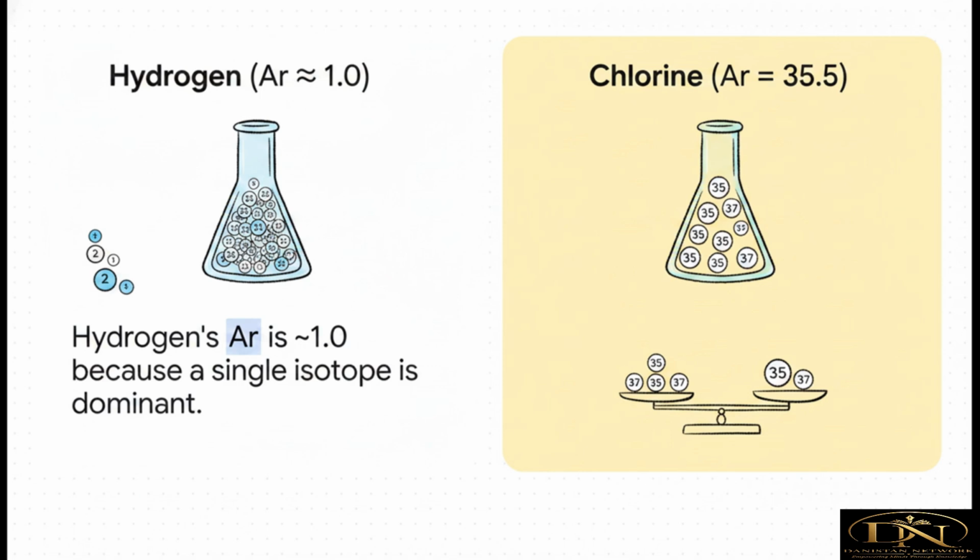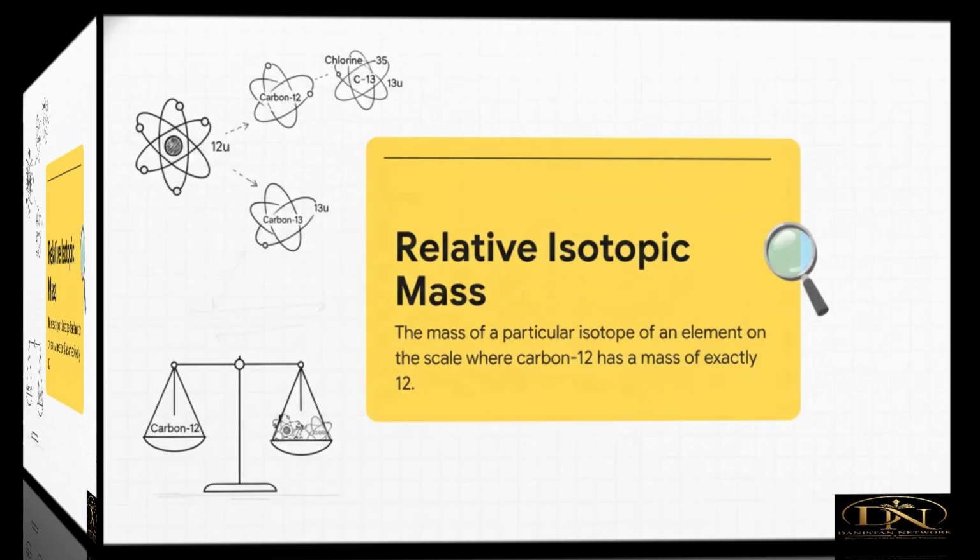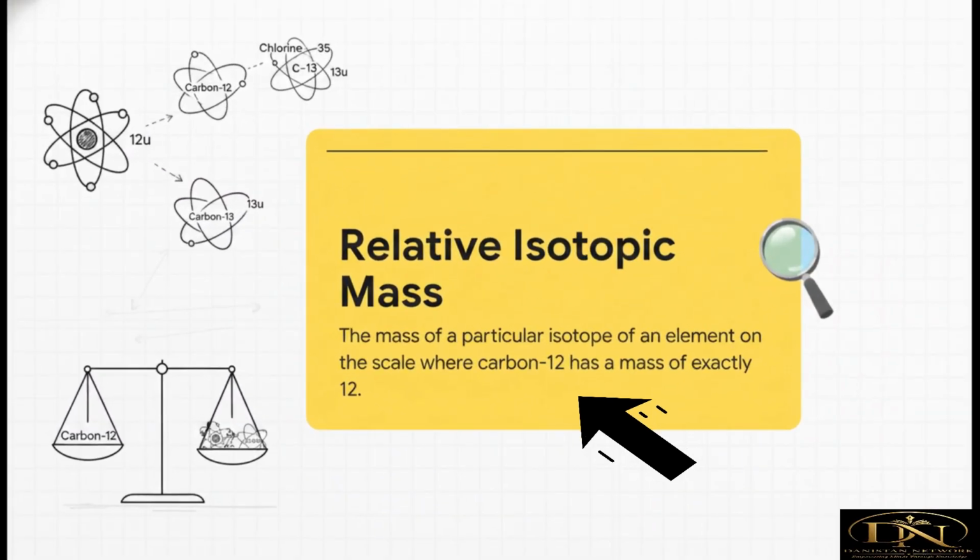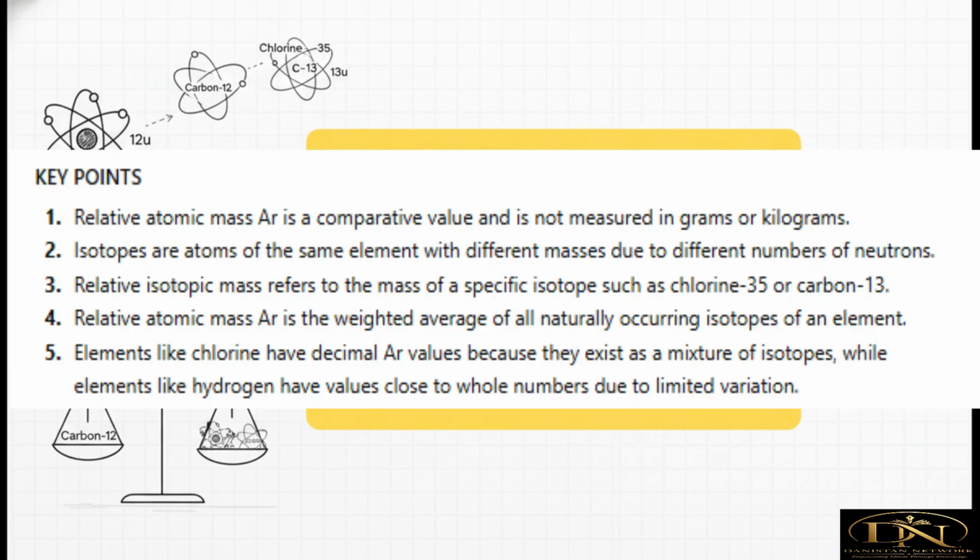For an element like hydrogen, the mass is super close to 1 because almost all hydrogen atoms are the same. But then you look at chlorine, and its mass is 35.5. What gives? Well, it's because natural chlorine is actually a mixture of two different types, or isotopes. You've got lighter chlorine-35 atoms and heavier chlorine-37 atoms. That 35.5 is just the weighted average of that natural mix. And just so we're crystal clear on the terms, we can also talk about relative isotopic mass. So while the relative atomic mass is the average for the whole element, the isotopic mass is the mass of one specific flavor of that atom, like chlorine-35, or in this example, carbon-13.